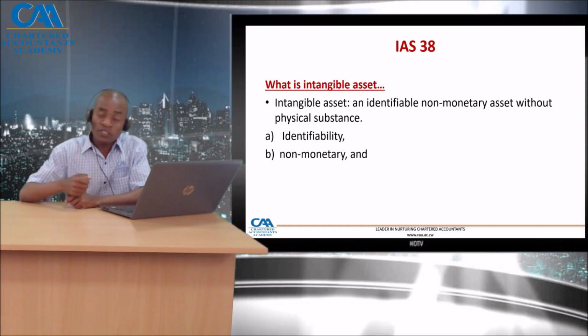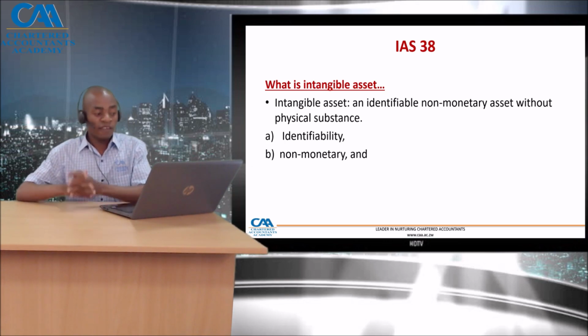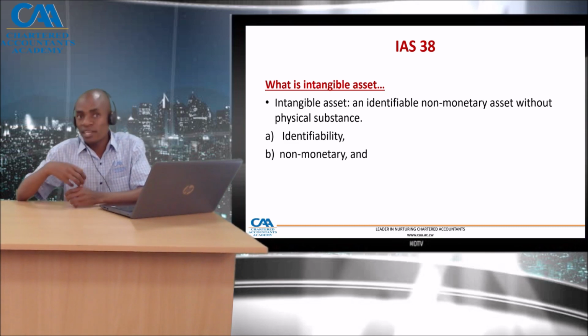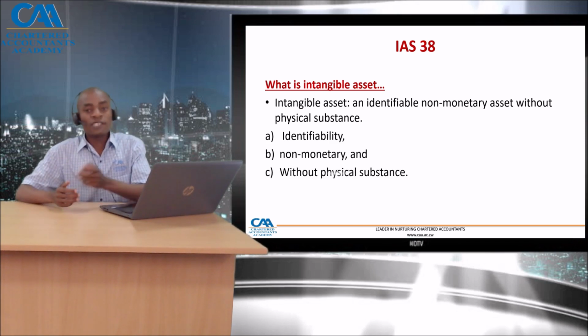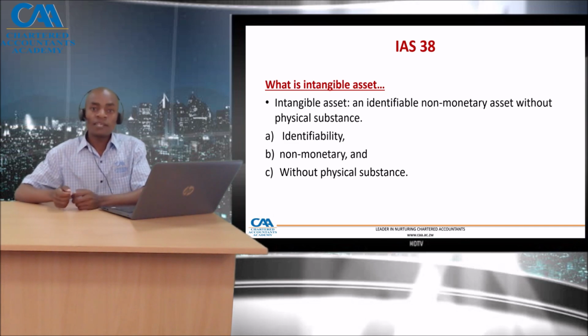The last aspect of the definition is that the intangible asset must be without physical substance. In other words, you must not be in a position to touch it. For example, you cannot touch goodwill or even a trademark. So you must be comfortable to drill down and define all these three aspects which constitute the definition of an intangible asset. And in exams, sometimes a discussion type of question might come.